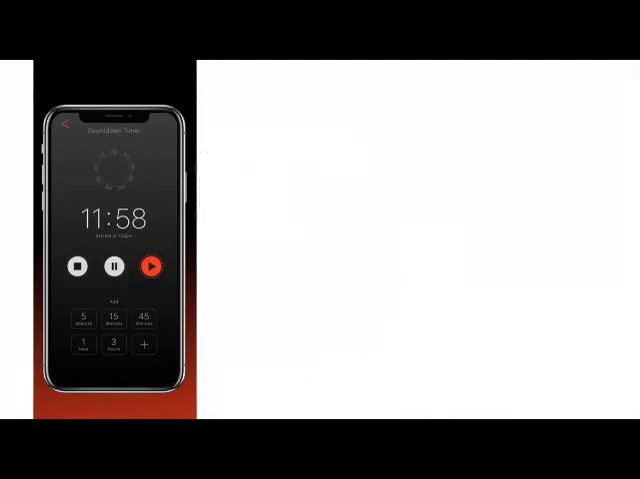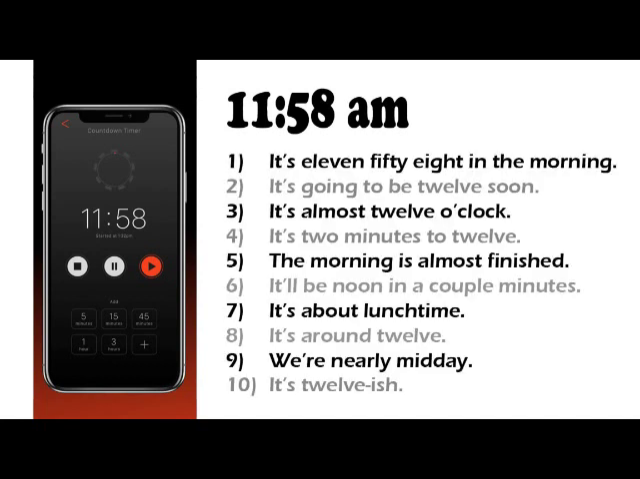Let's say you look at the time and this is what you see. 11:58 a.m. So the question is, what time is it? Now, just take a look at these. It's 11:58 in the morning. It's going to be 12 soon. It's almost 12 o'clock. It's 2 minutes to 12. The morning is almost finished. It'll be noon in a couple minutes. It's about lunchtime. It's around 12. We're nearly midday. It's 12-ish.